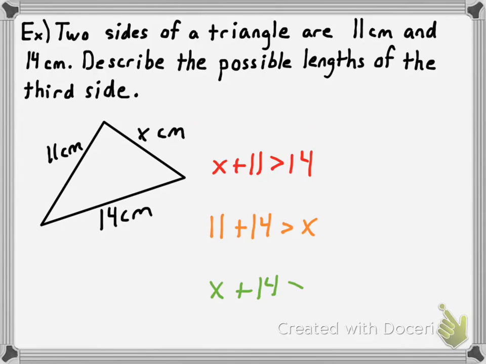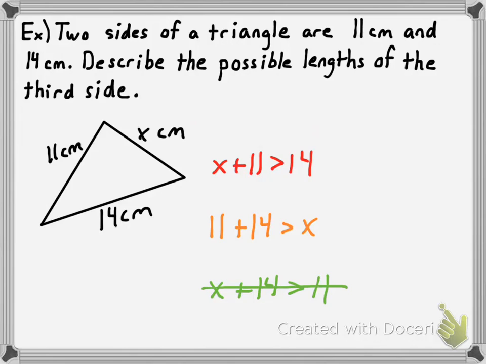Now, of those inequalities, one of them is kind of useless to us, and that's this third one, because 14 on its own is greater than 11, so there's no point in us trying to figure out what number you'd add with 14 that would give us something greater than 11. We can't have a negative side length, and so there's no possibilities for what x could be right there. So this is kind of worthless. I'm going to cross it out. But I will solve the other two inequalities.